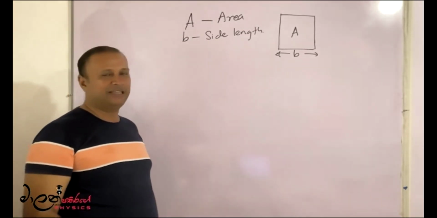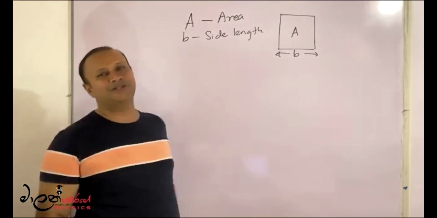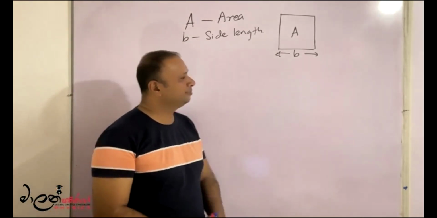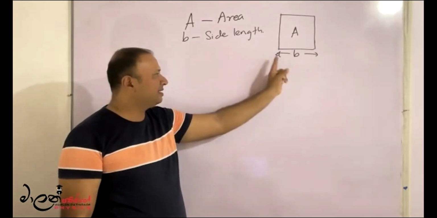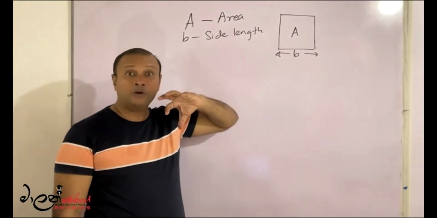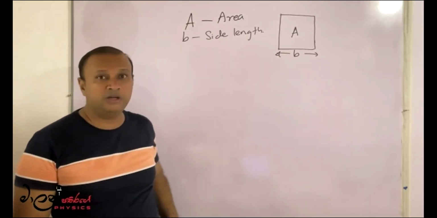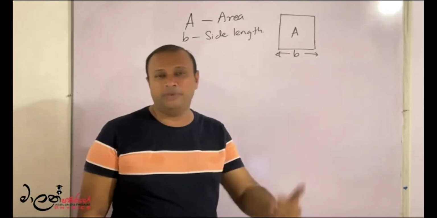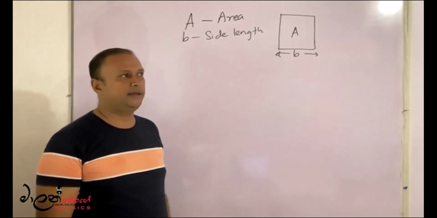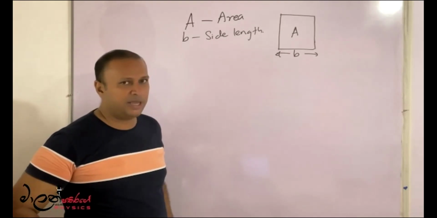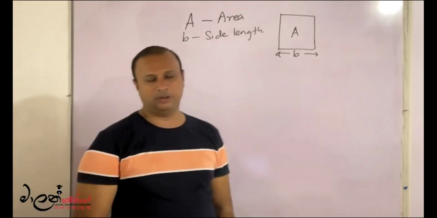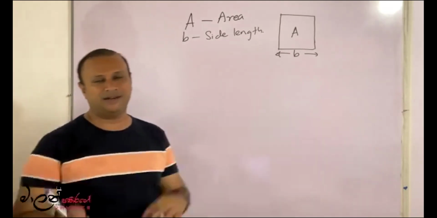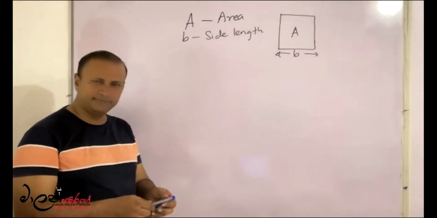Okay, everyone come to the discussion. Now, there's a square. The area of this square is A. The side length is b. Now I'm going to build a formula between A and b. In this case, the first thing I have to do is make an assumption. So what is that assumption?